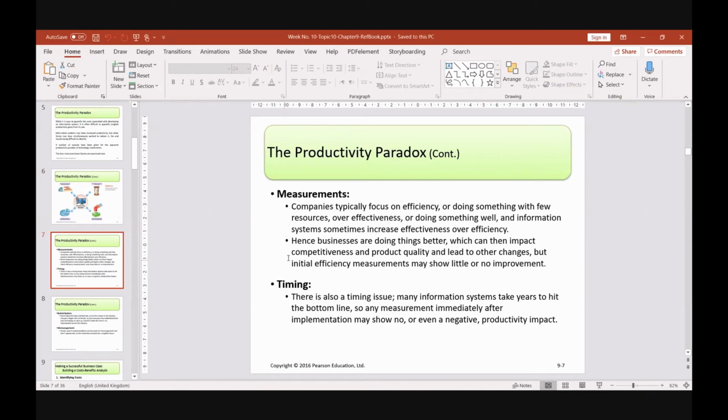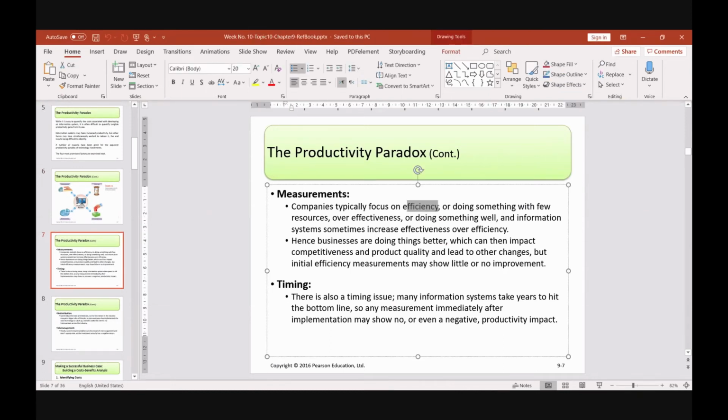So the first one is measurement. Companies typically focus on efficiency, doing something with few resources, over effectiveness, doing something well. An information system sometimes increases effectiveness over efficiency. So these are the main targets for the organization, to achieve efficiency and effectiveness. Efficiency means that you are doing things with the right skill, the right people, at the right time, in a short time. And effectiveness means that everybody is participating in that and you're achieving that goal.